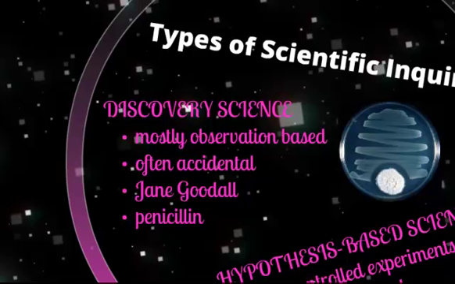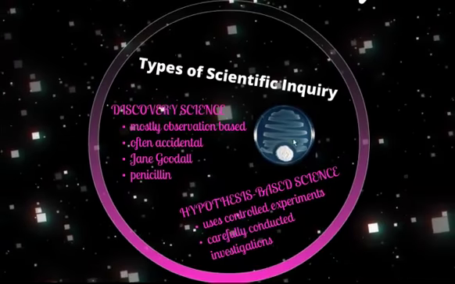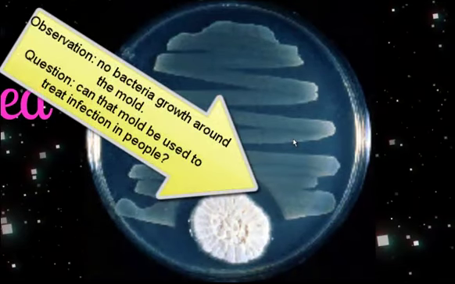Jane Goodall did this when she observed chimpanzees in their native environments. She didn't do any experiments on them, she just sat and watched. Penicillin was also discovered as a result of discovery science. Alexander Fleming came in one day and noticed there was mold growing on one of his bacterial cultures, and around the area where the mold was growing, no bacteria grew. So that led to figuring out what exactly it was that was inhibiting the bacterial growth.